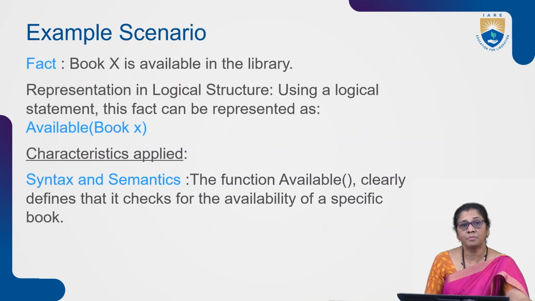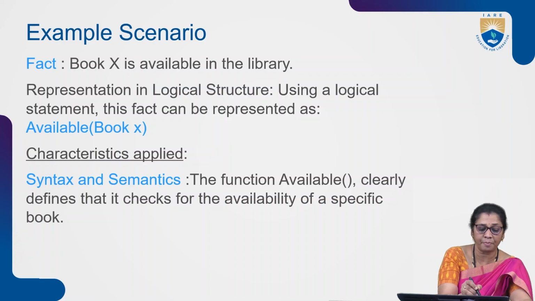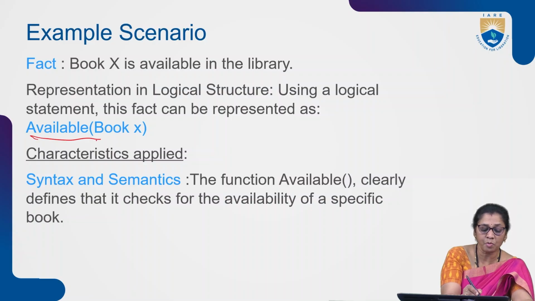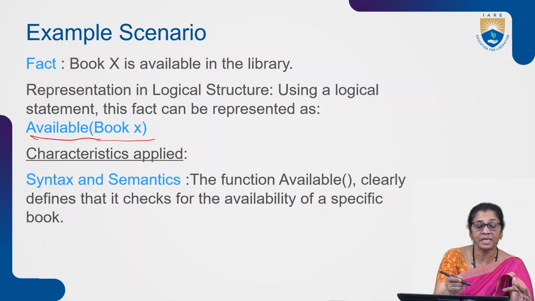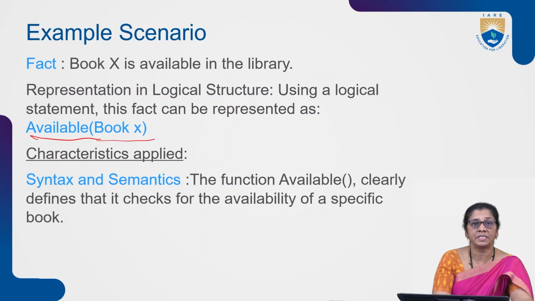Next we'll discuss a scenario in an example. What is the fact here? A book called X is available in the library. How is the logical structure represented? Using a logical statement, this fact can be represented as available, book X. Available is a function. Whenever we change the book, we only change what is in the brackets. Book X can be replaced with any other book. So this is a logical way of representing the availability of a particular book.